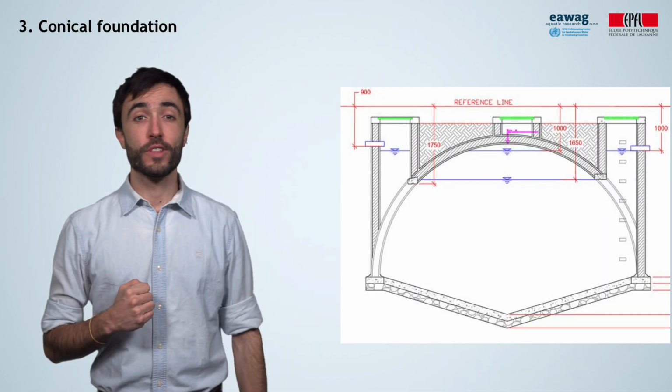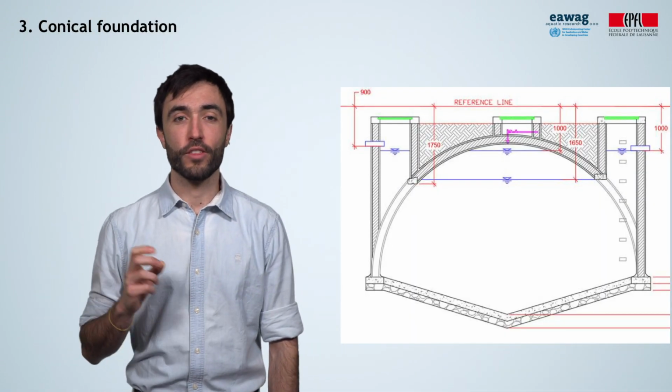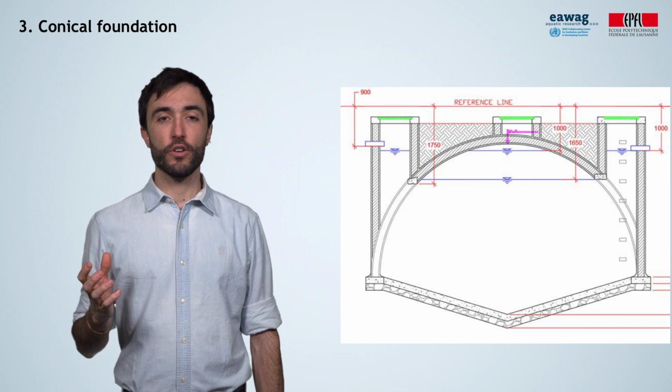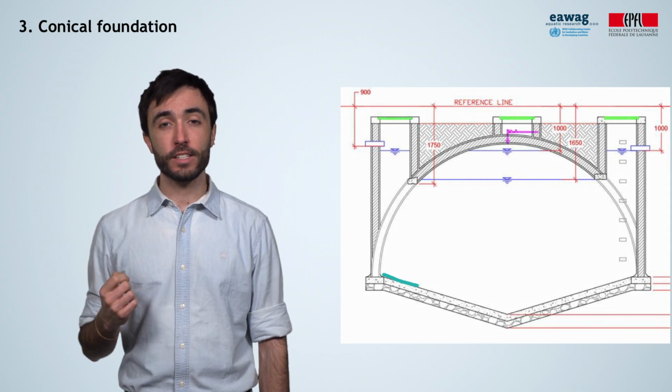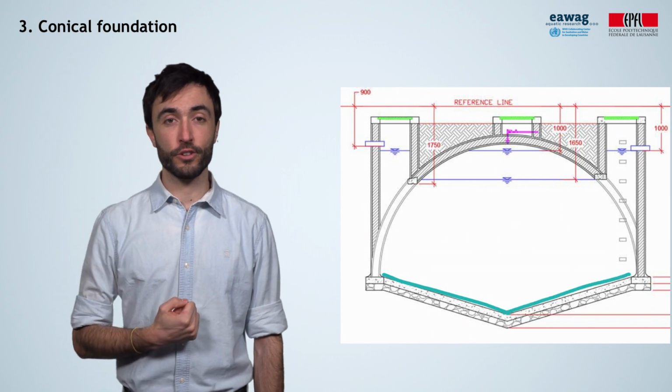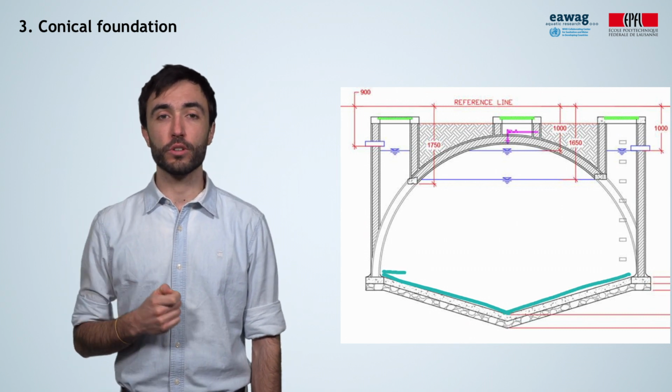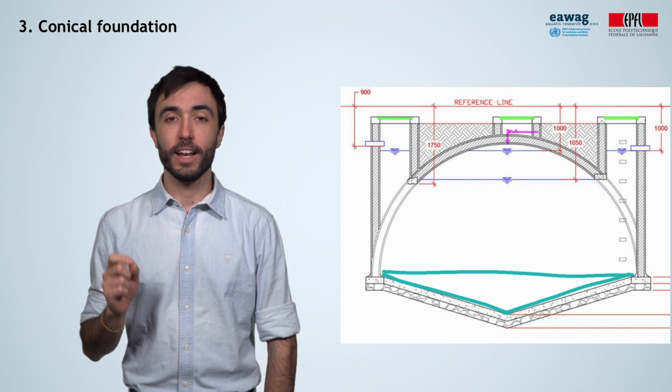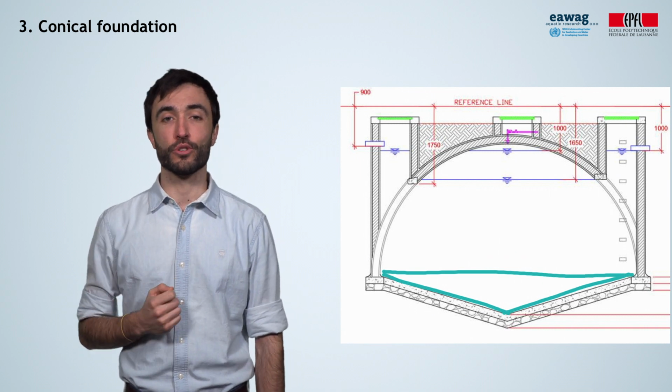Thank you, Gottlob. Once the hole is ready, the third step is to prepare the foundation for the digester. In this case, the foundation of the digester has a slight slope towards the center. That's why it is called a conical foundation. Let's hear from Gottlob how the foundation was built.